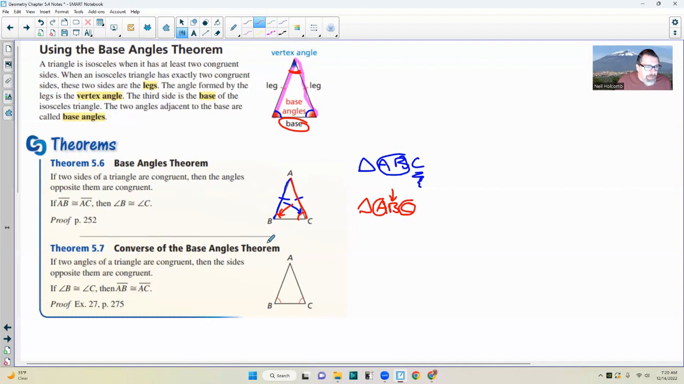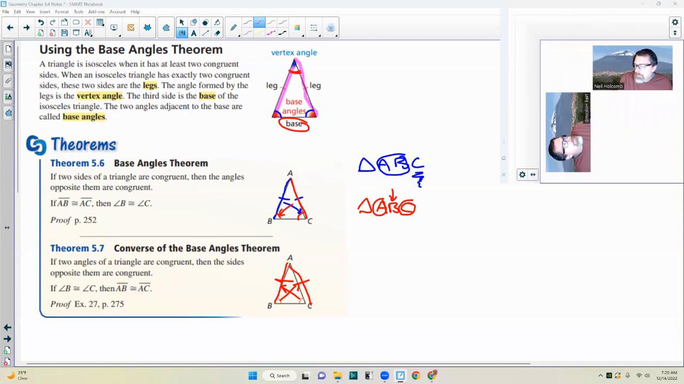The converse of the base angles theorem would be if two angles of a triangle are congruent, like B is congruent to C here, then the sides opposite must be congruent as well. The side opposite C is the two other letters, AB. So side AB is congruent to side AC. And that's what they're talking about. That's the converse, going in the opposite direction. Okay, so now let's take a look at some problems that deal with that.